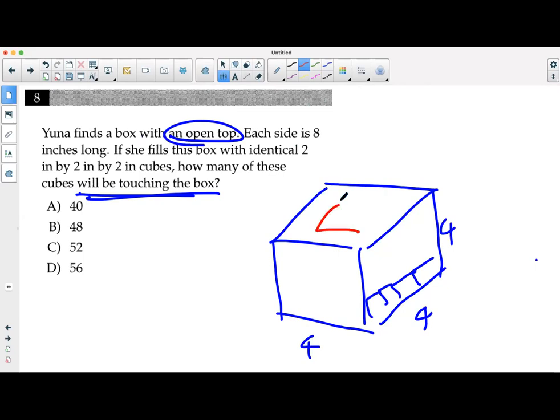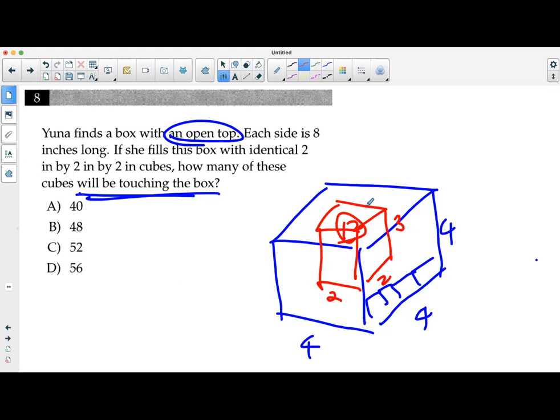Out of 4, I have to get rid of the outer layer, and the inner part will be 2 rows, and here 2 rows as well. But the top and bottom is not 2, because I don't have the top sitting on it. So I just have to get rid of the bottom one. So the remaining is 3 layers. So we get 2 by 2 by 3, which is 12. 12 are not touching the box.